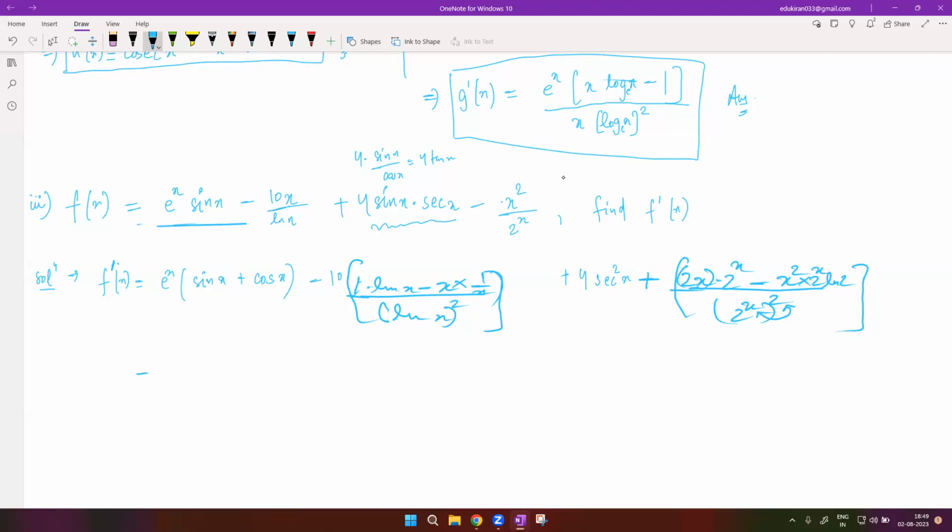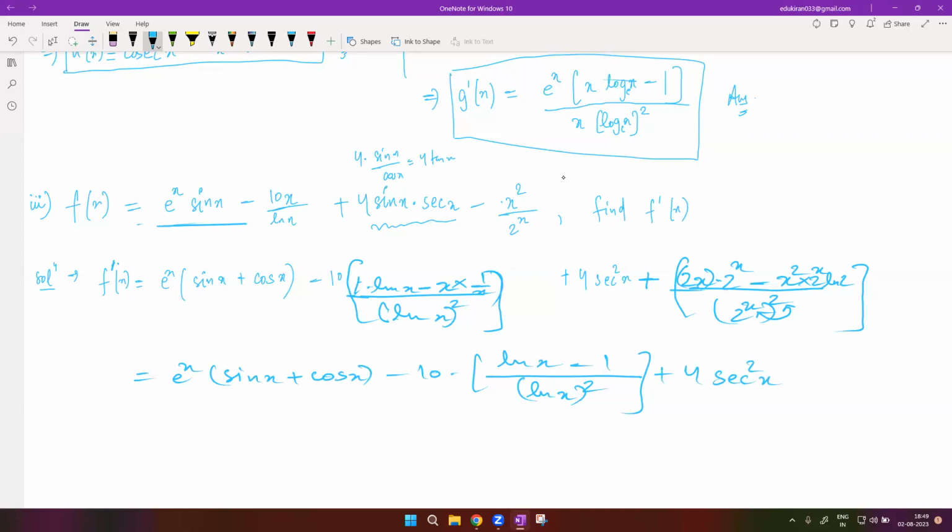So this can be further written as e to the power x (sin x plus cos x) minus 10 times... this would get simplified to ln x. 1 into ln x is ln x minus 1, right? Because x into 1 upon x is 1. Divided by (ln x) whole square. Plus 4 tan x sec x.